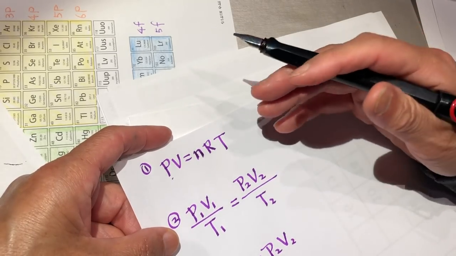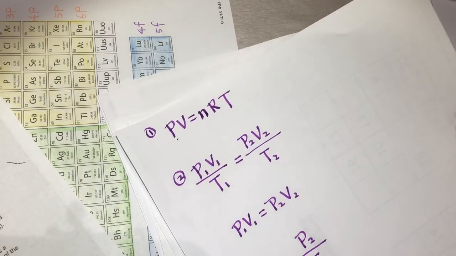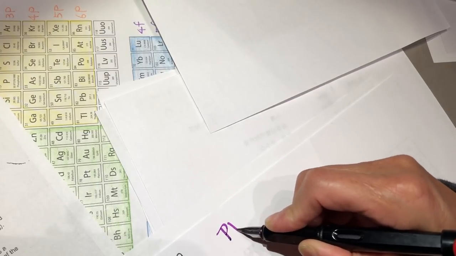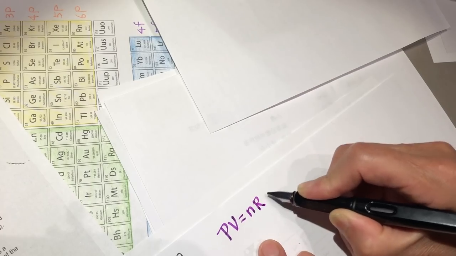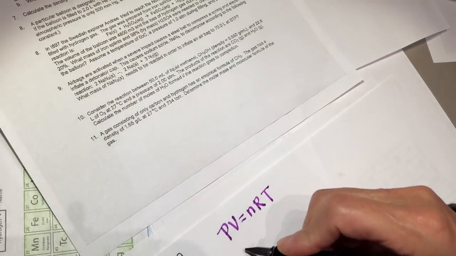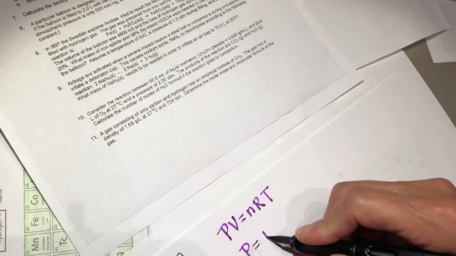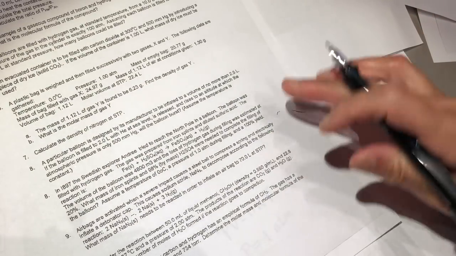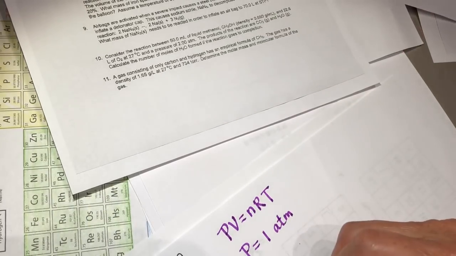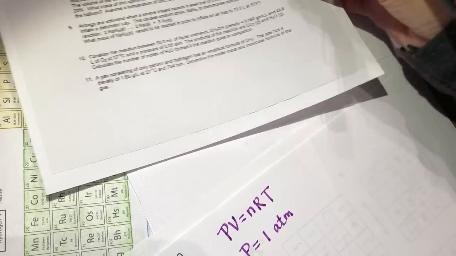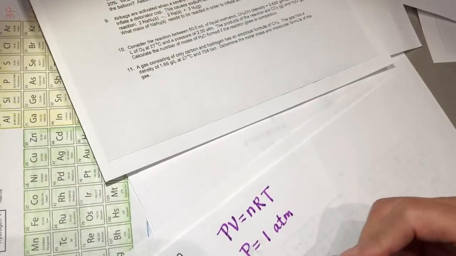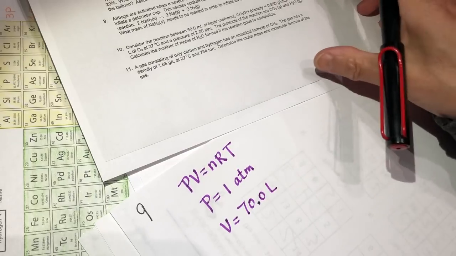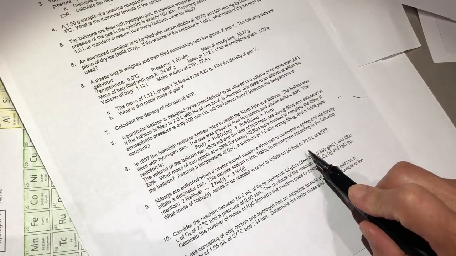You can go from there to figure out a specific quantity. Okay, so we use PV equals nRT, and in this question we know P, the pressure, is 1 atm because it's standard, right? P is 1 atm. And V, the volume, is given: 70 liters. What else do we need to know?